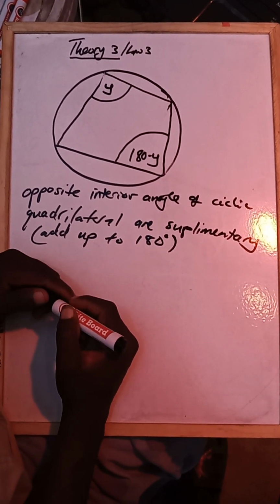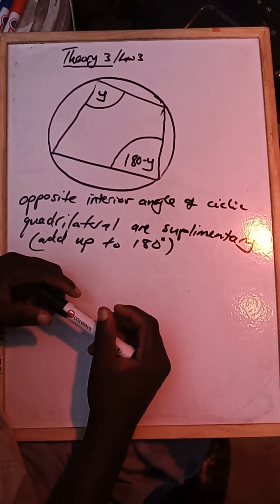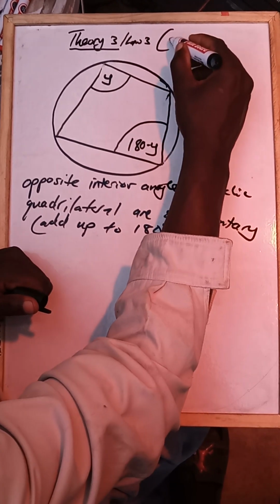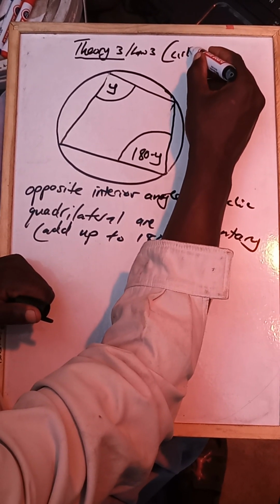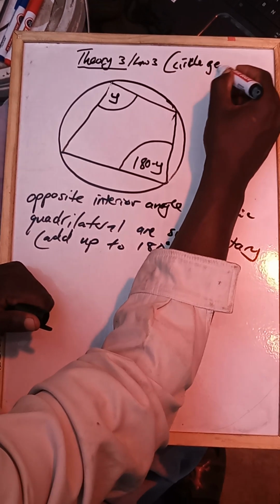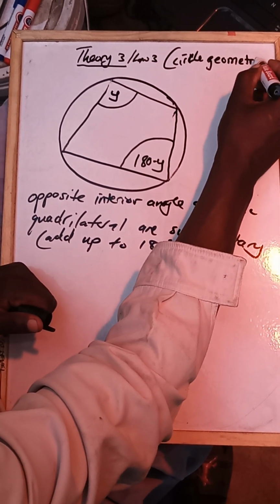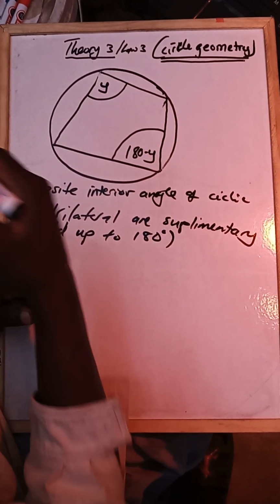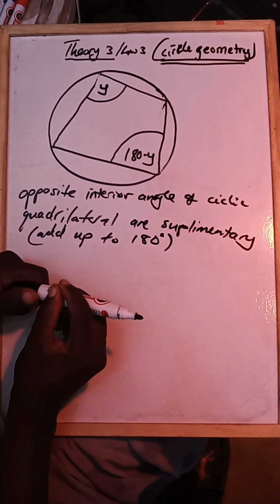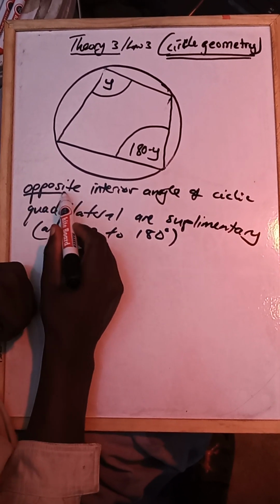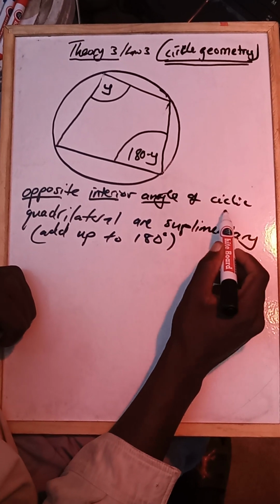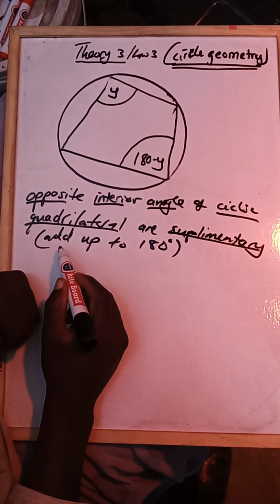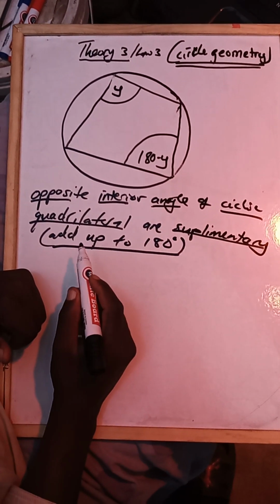Right, today we are going to do theorem 3 of circle geometry. We had theorem 1 and theorem 2 yesterday. So today, theorem 3. And theorem 3 states that opposite interior angles of a cyclic quadrilateral are supplementary. This means they add up to 180 degrees, right?